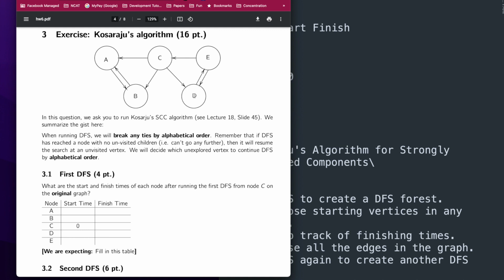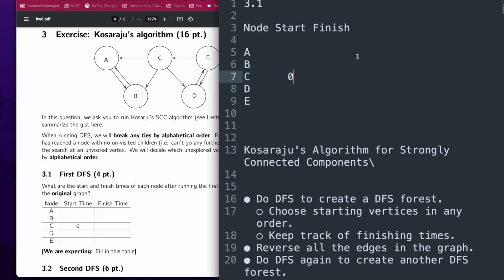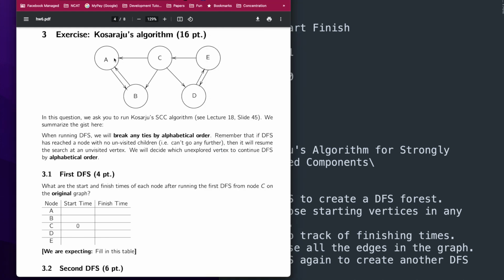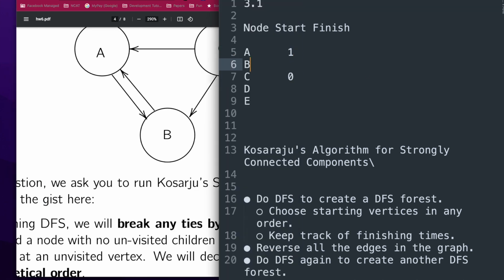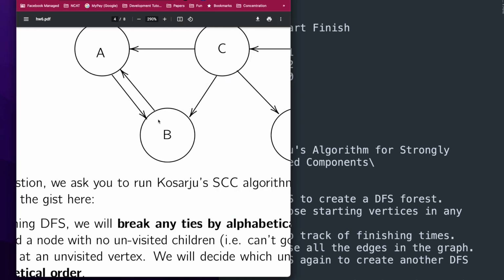All these 3 options are perfectly valid for a depth first search, but in order to make grading this question a little bit easier, we're actually going to be asked to break any ties by alphabetical order. So that means we actually go to A first. So A is the next node that we go to, so its start time is going to be 1. Now from A, we've already been to C, and we can't go back to C. The only one we can go to is B, following this edge from A to B. So B's start time would be 2.